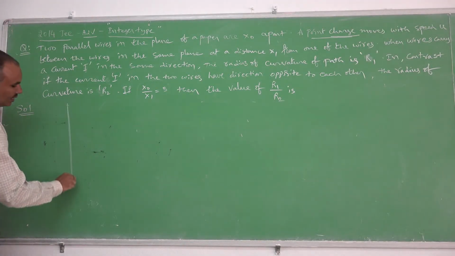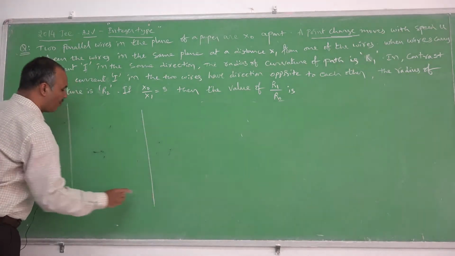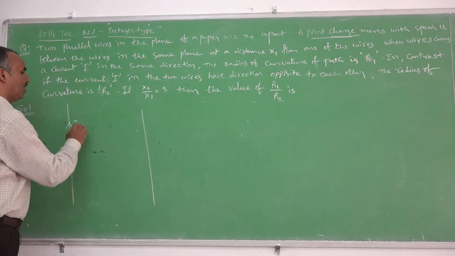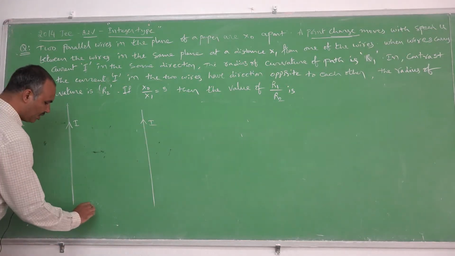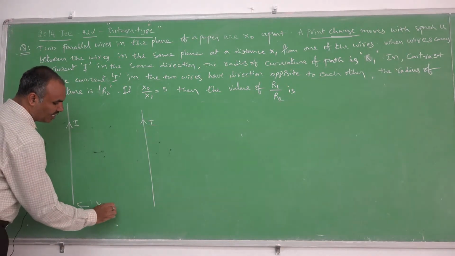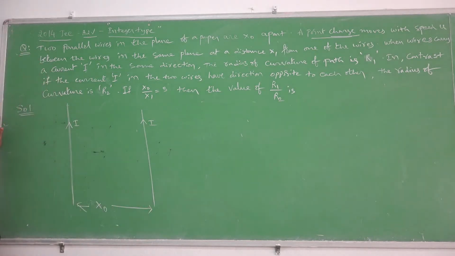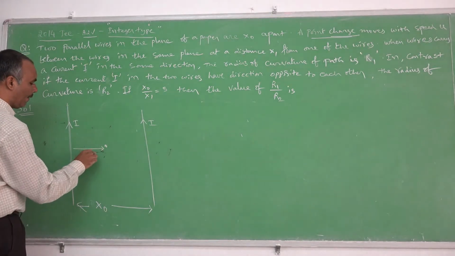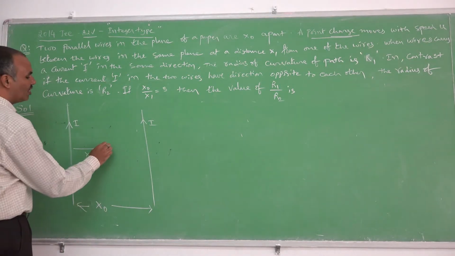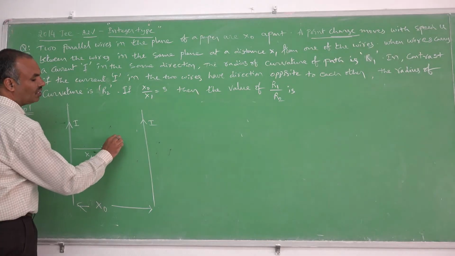there are two conductors. Both are carrying the same amount of current in the same direction, separated by a distance x naught from each other. There is a point charge located at a distance x1 from the first conductor, and it is moving with a speed u at a particular instant of time.